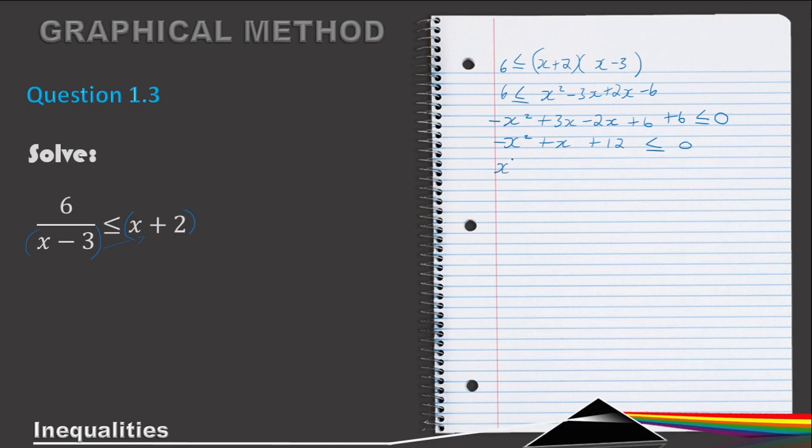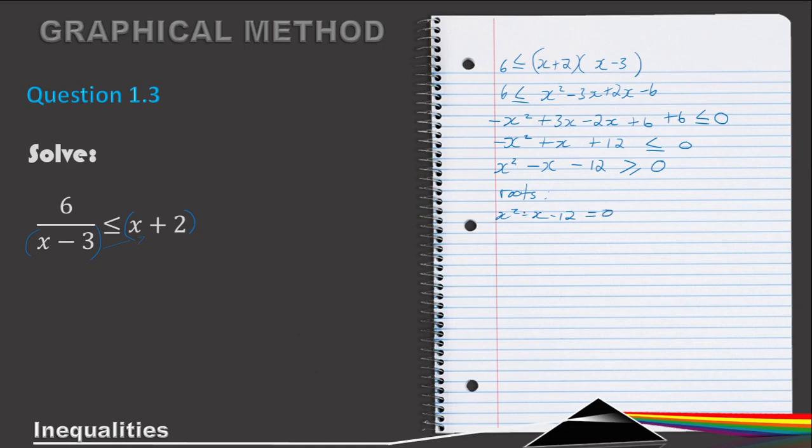So this becomes x squared. This will then become negative x. This will become minus 12. And very important, if you divide an inequality by a negative, the sign changes. So that becomes greater than or equal to 0. And then we can find the roots. So finding the roots, solving for x squared minus x minus 12 equal to 0.